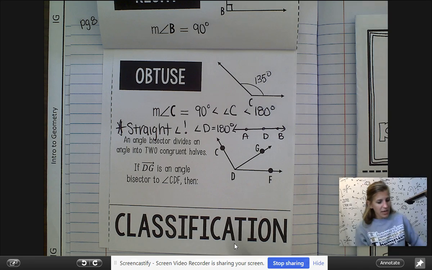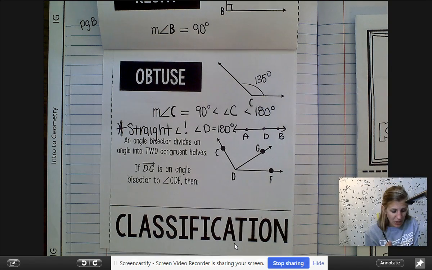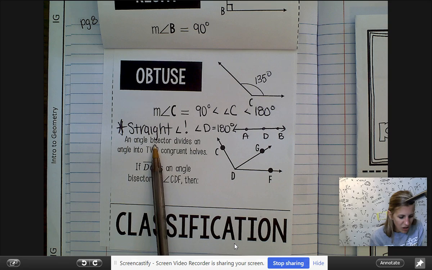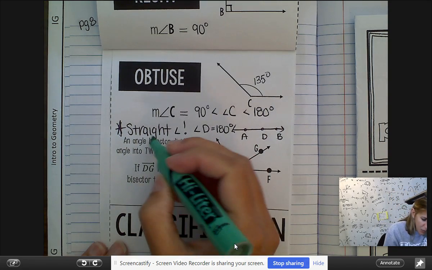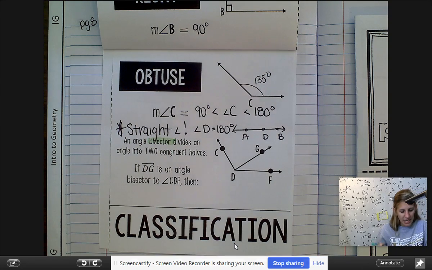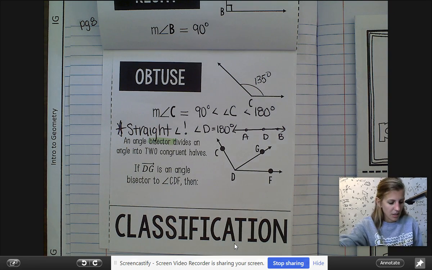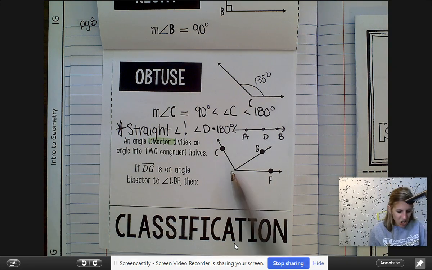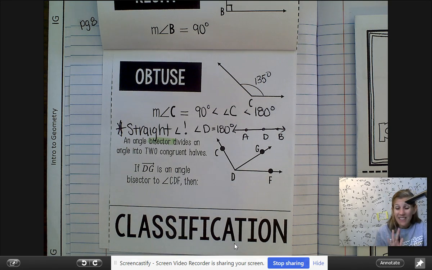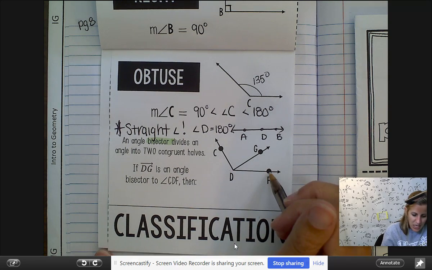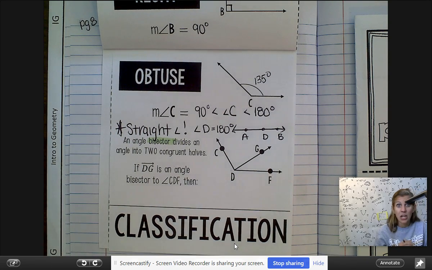Another important thing to know, and we're going to talk about this more on our other foldable as well, is that if I have an angle bisector, specifically a bisector, then it will cut your angle equally in half so that each side is the same. So if DG is an angle bisector of angle CDF, even though it doesn't look like it, it doesn't matter. If they tell you it is so, it is so. Then you can say that each angle on either side is the same because they are congruent halves.